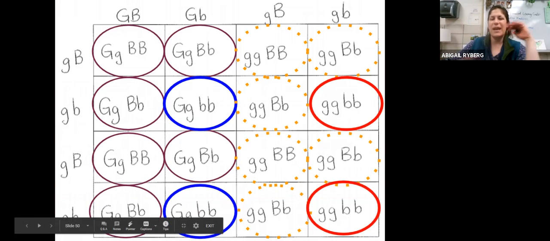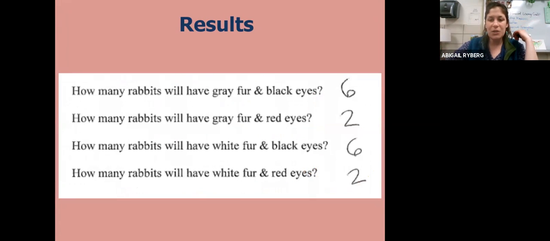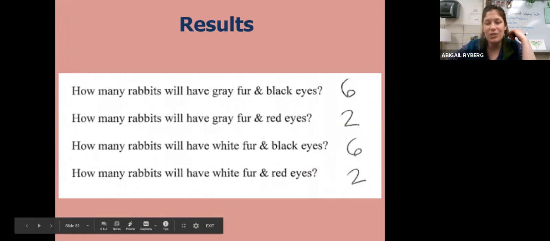And sometimes when you're analyzing your Punnett square, I like to circle like this, and it helps you keep track. Sometimes you'll get to the end and you're like, oh my gosh, I didn't even count that critter. It makes you realize you need to go back and quickly check yourself. So you should make sure here at the end that you actually do have 16 accounted for.